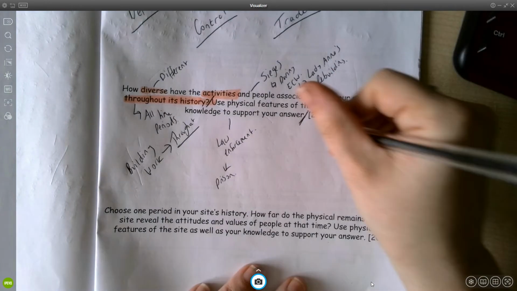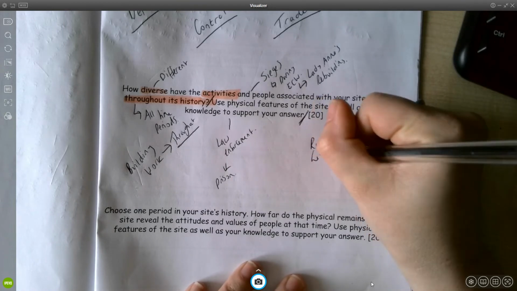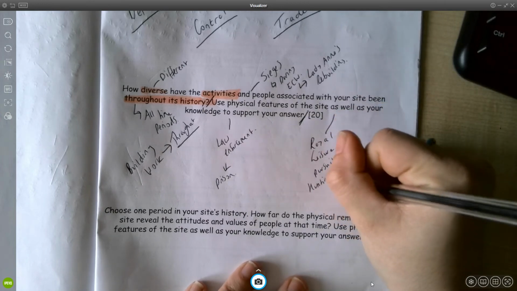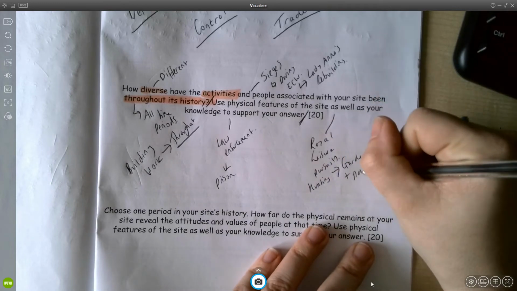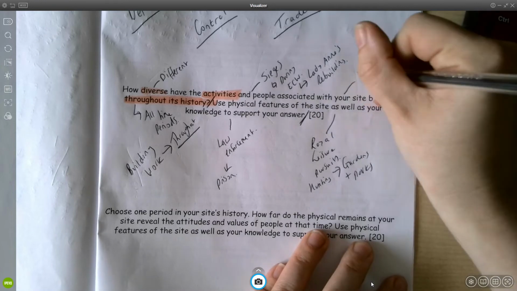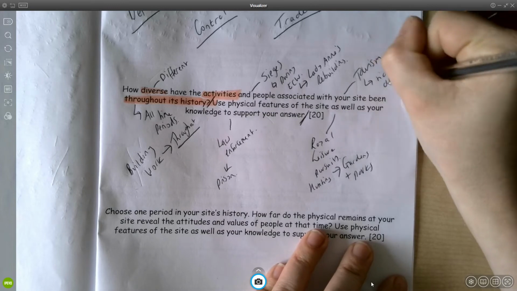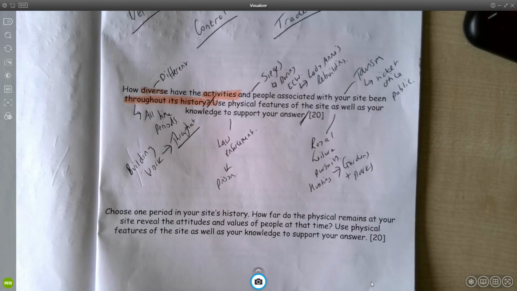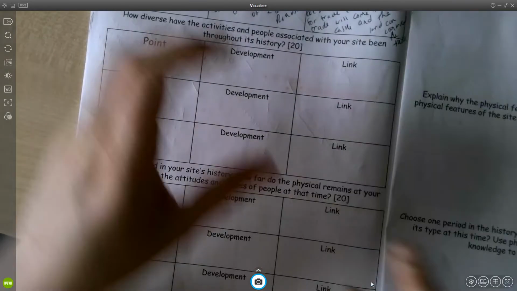There's also been kind of royal leisure pursuits, like hunting. And we know this from the gardens and parks. And then there's also, in the modern day, been tourism. Get that from the ticket office and the public toilets. So many, many different activities. So have a go at planning your answer to this question.